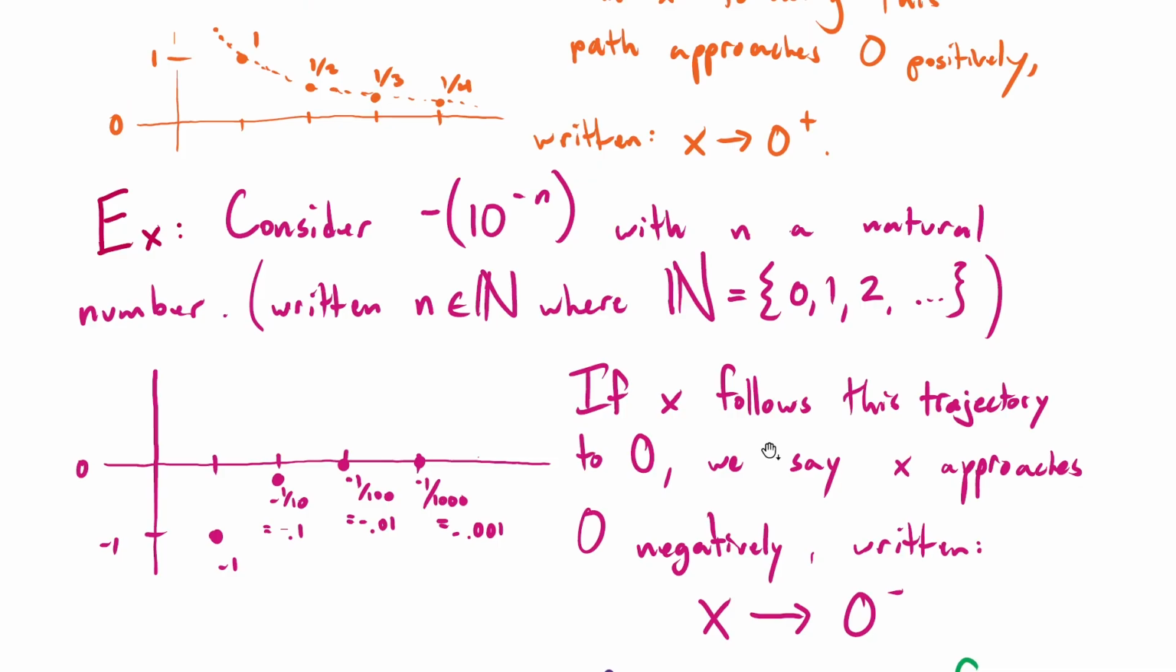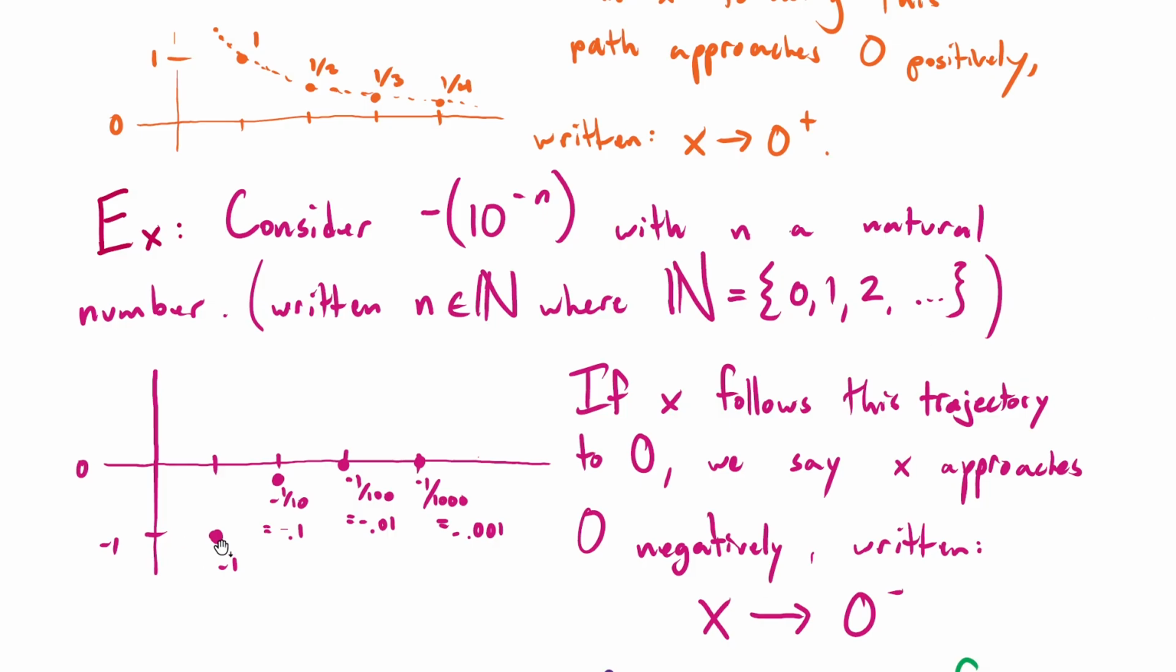Likewise, here's a specific approach for x approaching 0 negatively. Let's consider negative 10 to the negative n. And let's actually just take n to be a natural number here. I'll write that this way. n is a natural number. If you're not familiar with this set notation, that just means that this little n is an element of the set of natural numbers N. And I'll take the set of natural numbers to be 0, 1, 2, 3, 4, and so on.